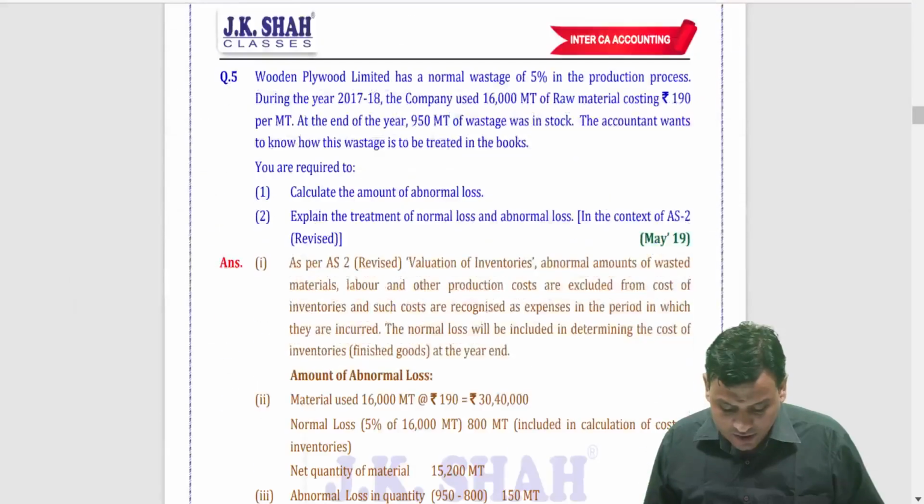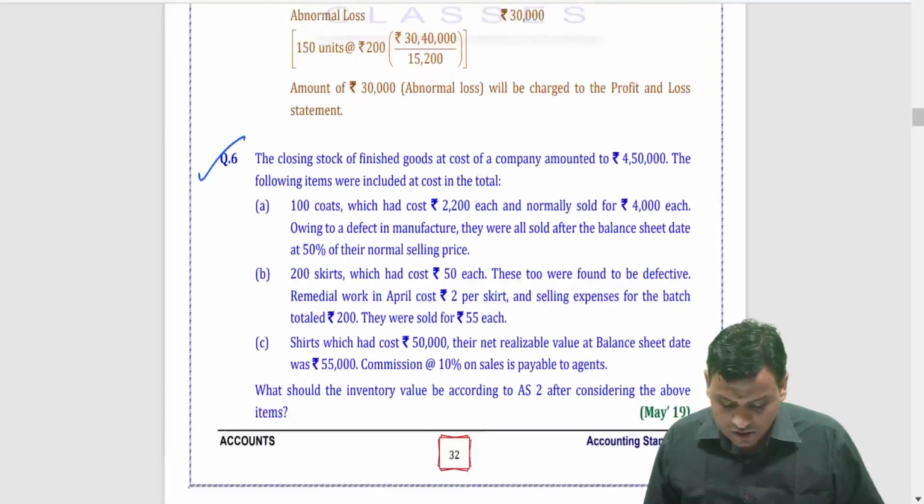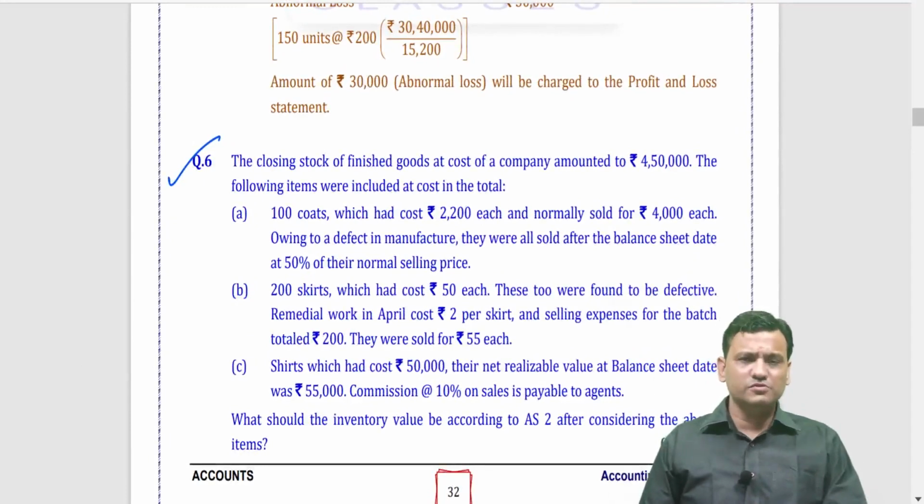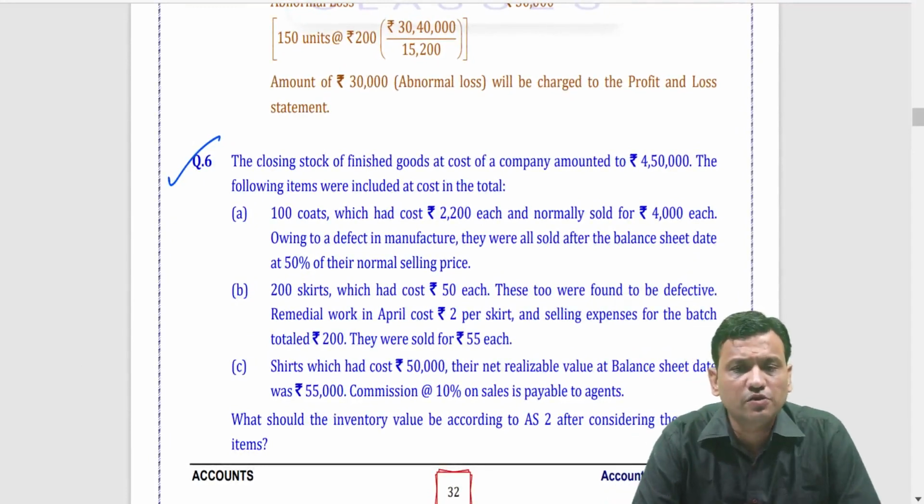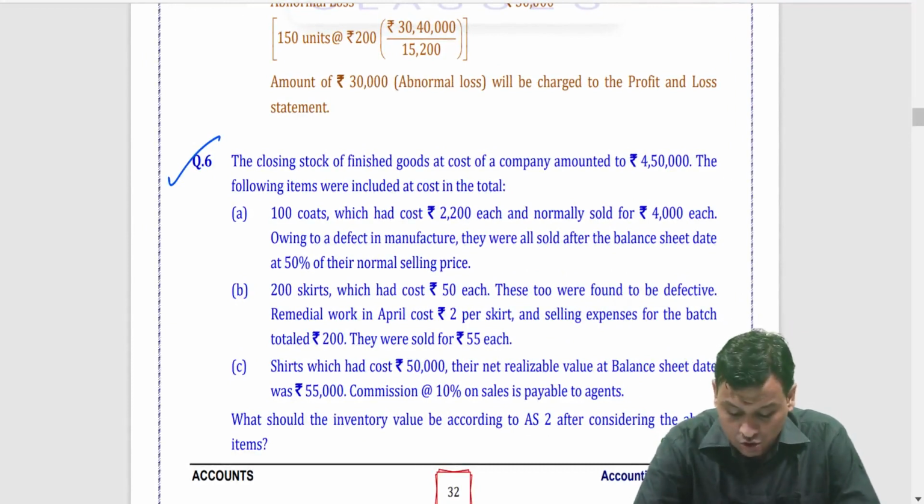These are all repetitive questions, done. I'll just concentrate on some questions which are troubling you. The cost of finished goods, closing stock of finished goods. I'm sorry, the closing stock. Question number 6, past papers.